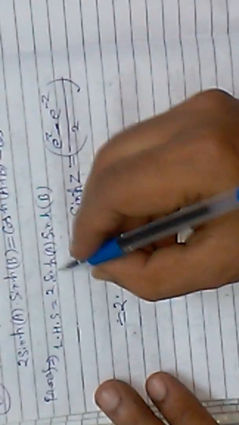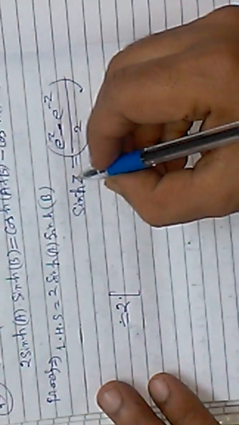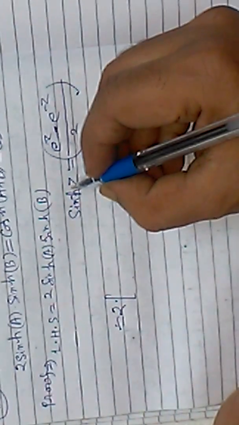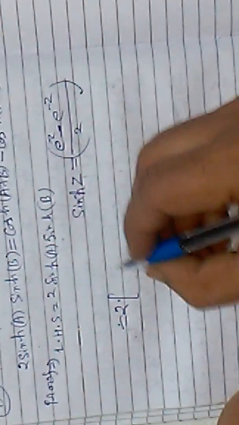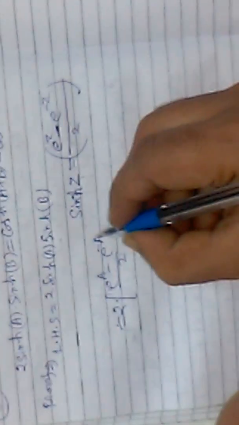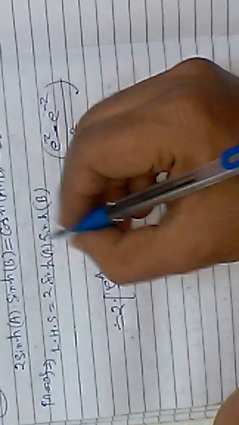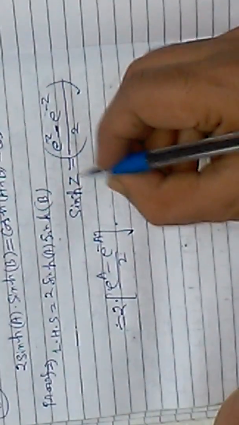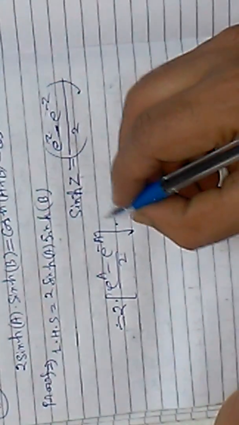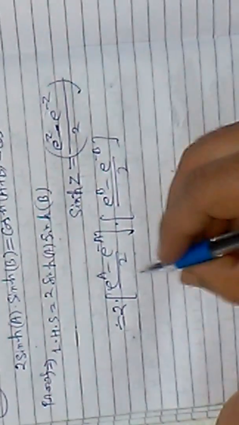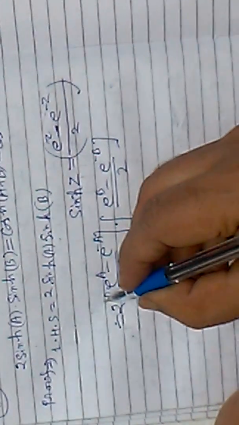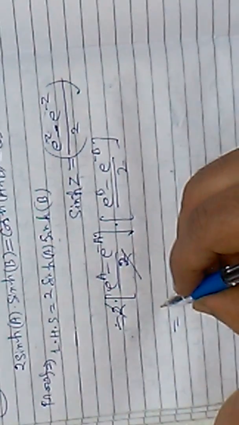So by applying this definition, if we write A in place of Z, then this value is equal to e to the power A minus e to the power minus A whole upon 2. Also again we apply this definition to B. So we replace it by B, then we get e to the power B minus e to the power minus B upon 2. Now we see that 2 is cancelled out by 2.